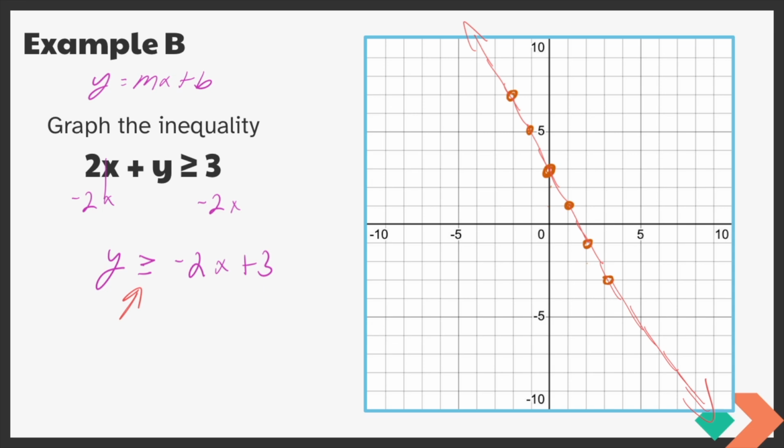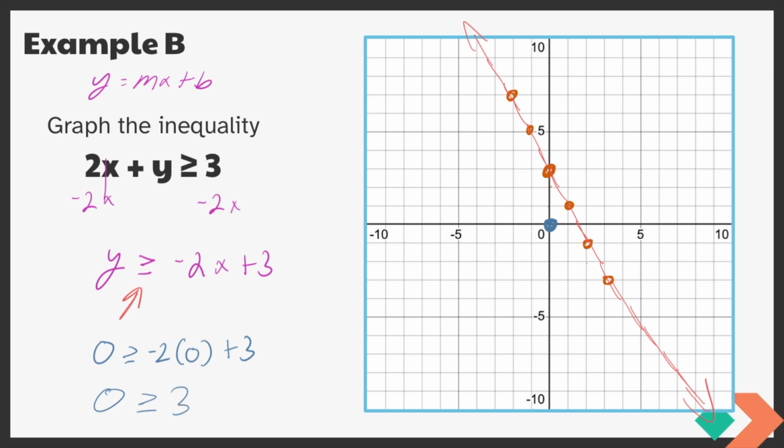So I'm going to pick a point. Again, you can pick any point on the graph that you want, but I'm going to pick 0, 0 because that's the easiest one for me to use. So here we go. We're going to plug in 0 for our x, and now we're going to do some math. Negative 2 times 0 is 0, and we end up with 0 plus 3 is 3. So we've got 0 is greater than or equal to positive 3.